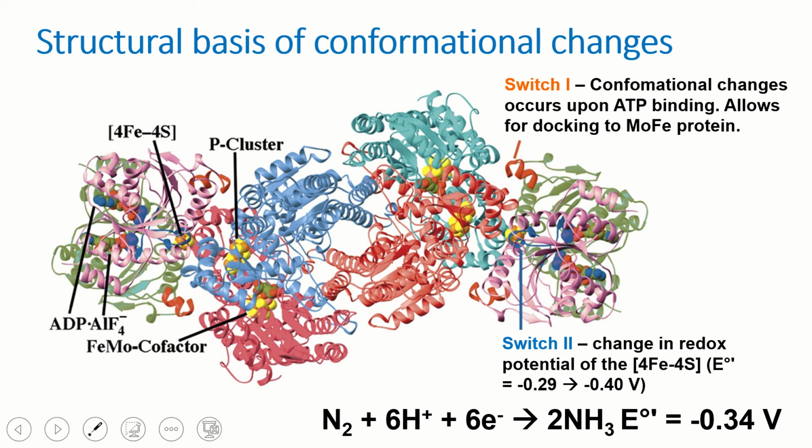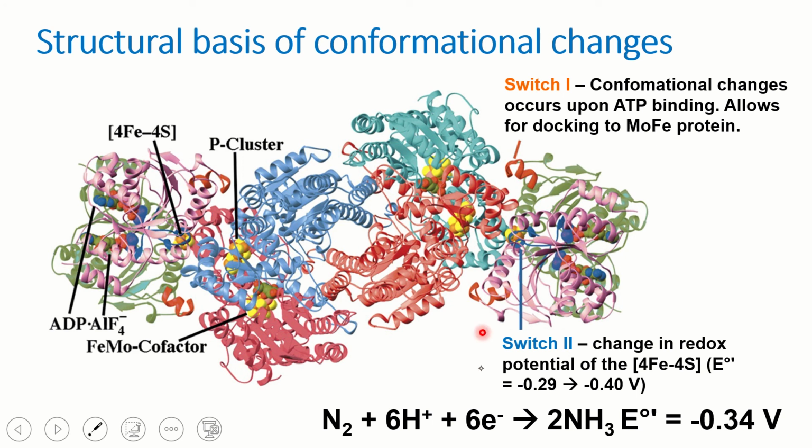And the conformational change that occurs here happens when ADP is replaced with ATP. So when ATP is bound, this causes switch 1 to change its location. And what that allows is for docking to the MoFe protein. It also allows for the 4 iron 4 sulfur cluster, once it's docked, to be closer to the P cluster. And that's very important for the rate of electron transfer between the 2 cofactors.